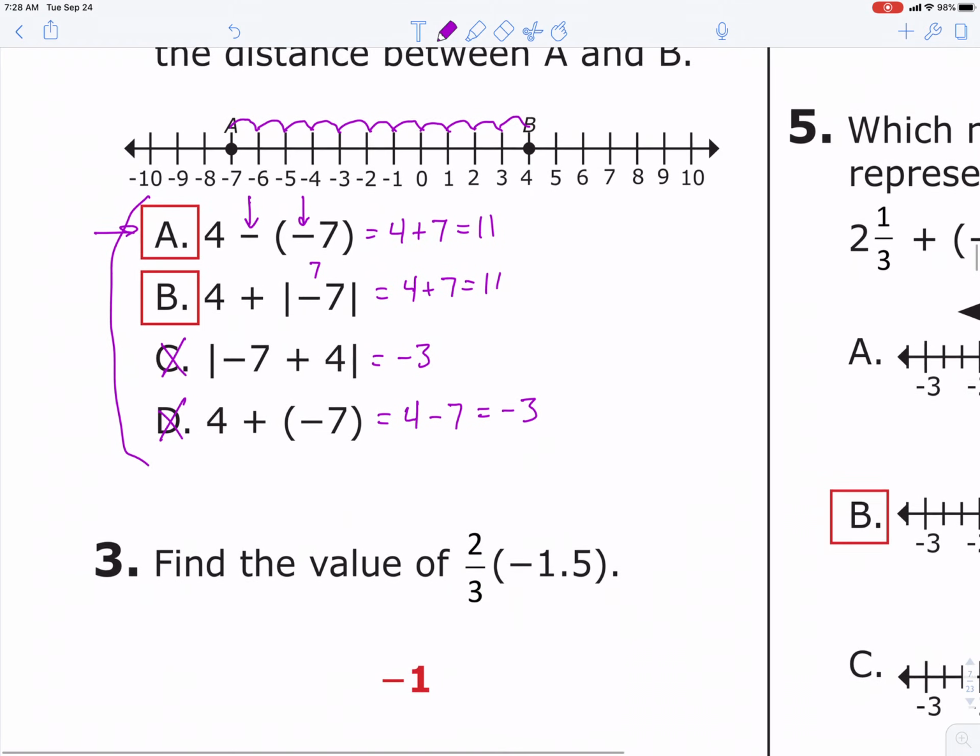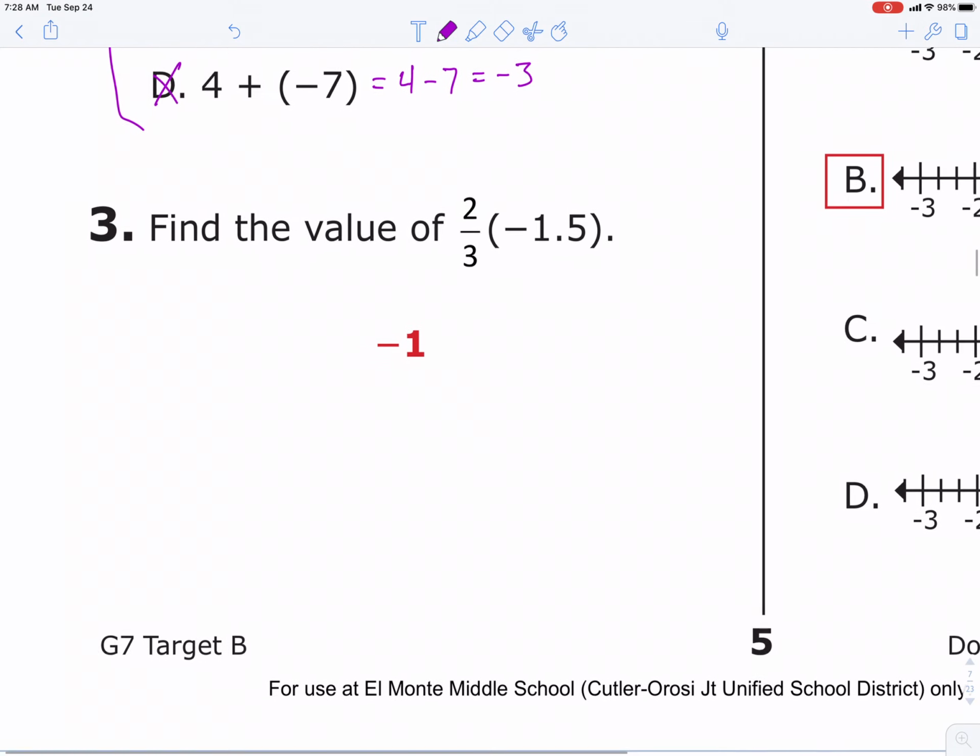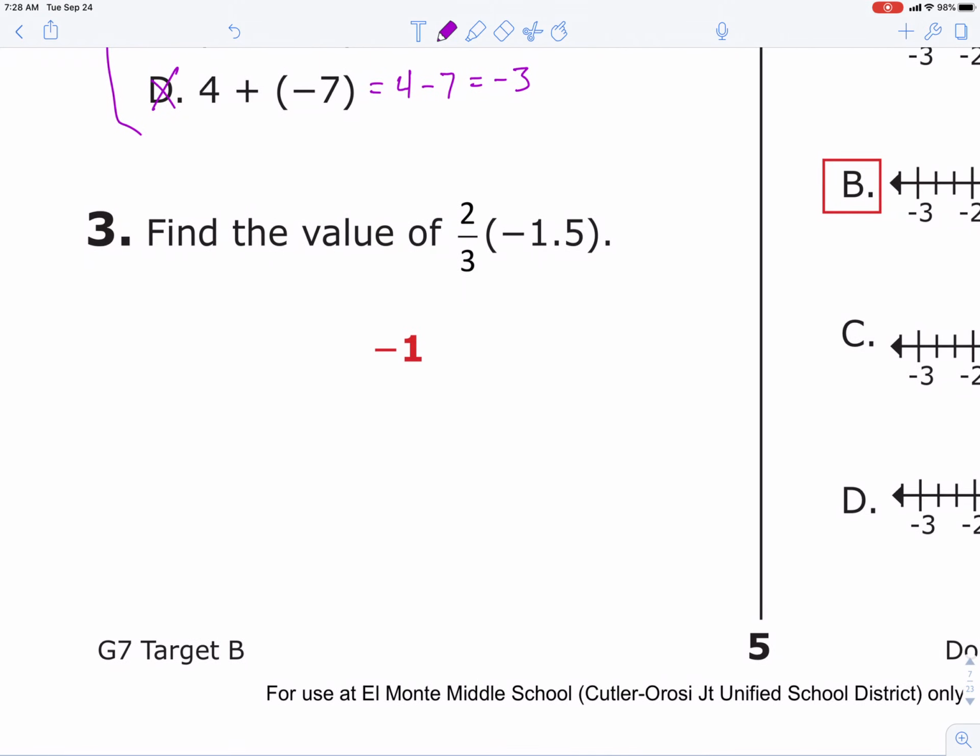So move on to number 3. Find the value of 2/3 times negative 1.5. There's a couple of ways you can do this, but I think the simplest way to do this one is to convert this to a fraction. And if you can remember that 0.5 is the same as 1/2, this problem gets a lot simpler.